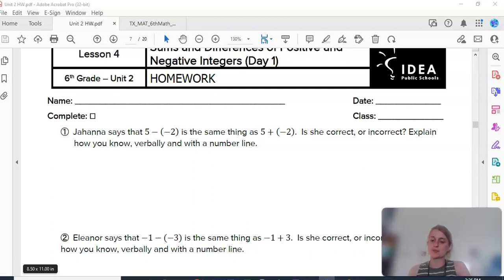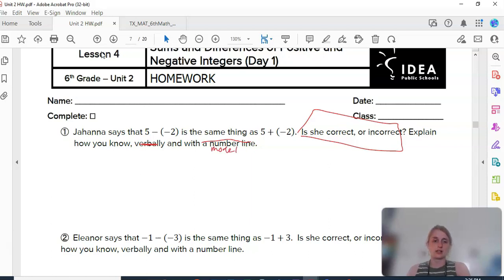Okay, this first problem is just for my fourth period because we ran out of time and we didn't get to model this one. Everybody else should already have this on their page. Johanna said that 5 minus a negative 2 is the same thing as 5 plus negative 2. Is she correct or incorrect? Explain how you know verbally, that means in words, and with a number line, I'm going to change that to with a model of some kind.